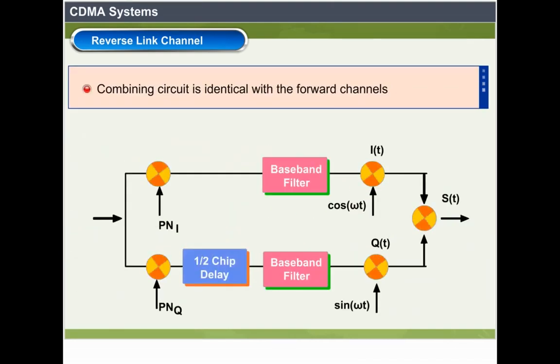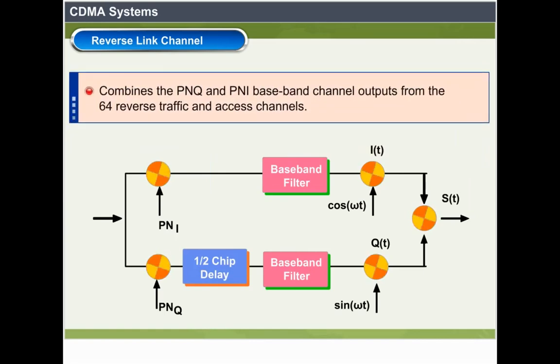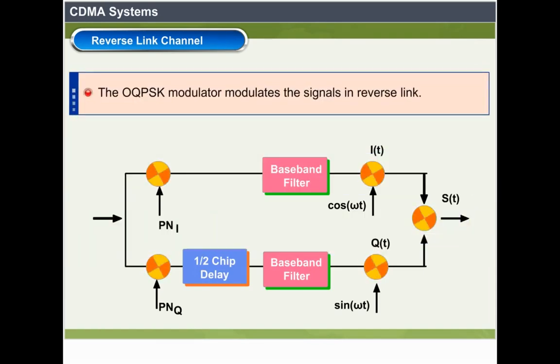The combining circuit is identical to the forward channels. It combines the PNQ and PNI baseband channel outputs from the 64 reverse traffic and access channels. The OQPSK modulator modulates the signals in the reverse link.